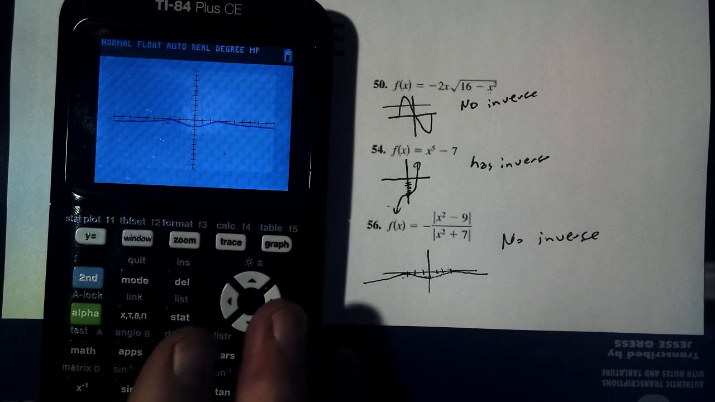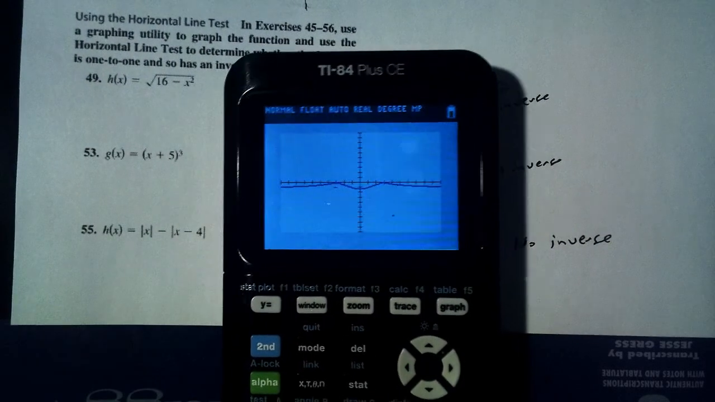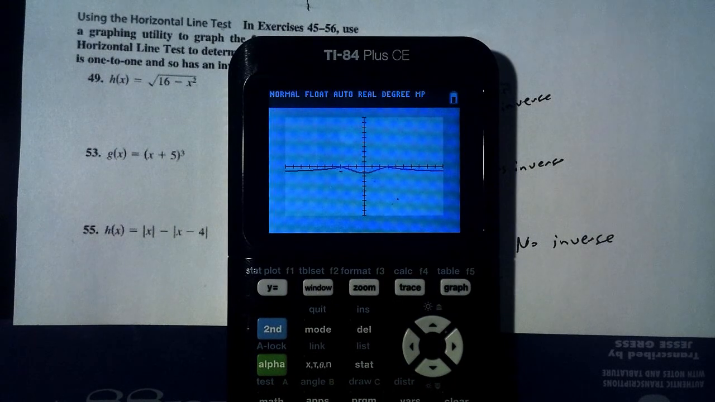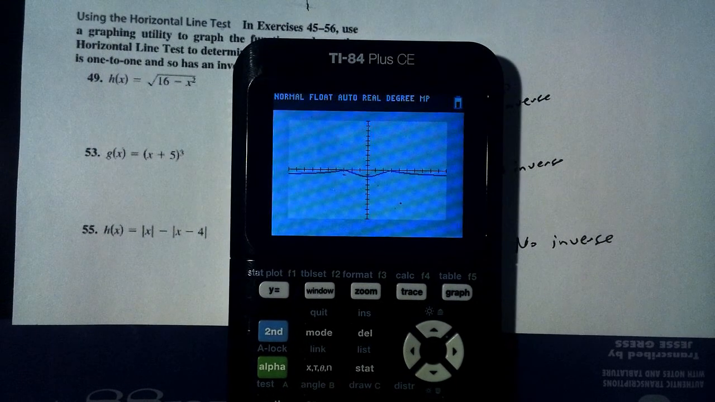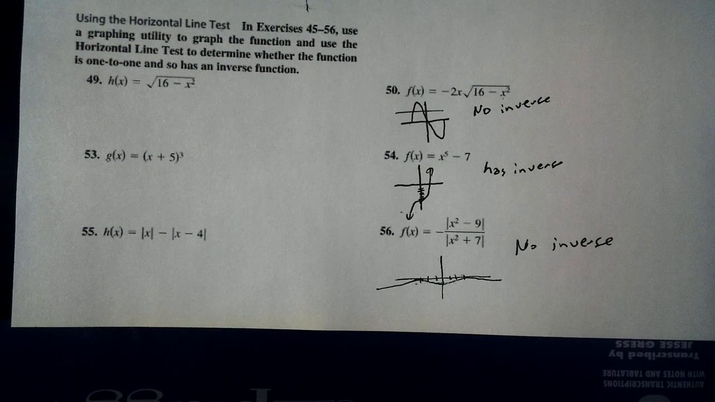So again, a reminder, you got some strange graphs here. Go ahead and just jot down the picture of them just so it's clear that you went through the graphing process. Okay, and we will continue on shortly.